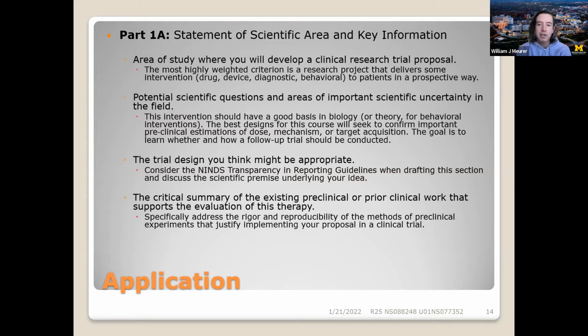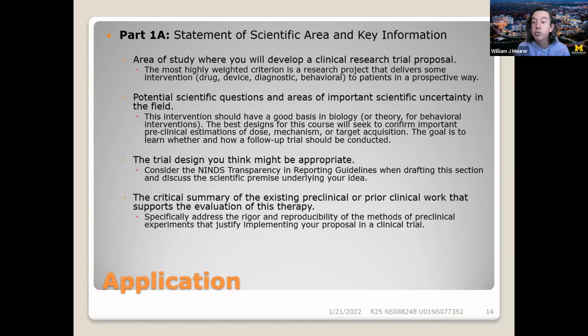So the best designs for the course will seek to confirm important preclinical or theoretical estimations of dose, mechanism, or target acquisition. And again, that sounds very drug-y, but this could apply to behavioral interventions as well, in terms of how often are you going to text people to try to get their blood pressure down. So the goal is really to learn whether and how a follow-up trial should be conducted, and seeing that you're on a pathway to that with your current trial is really what we're looking for.